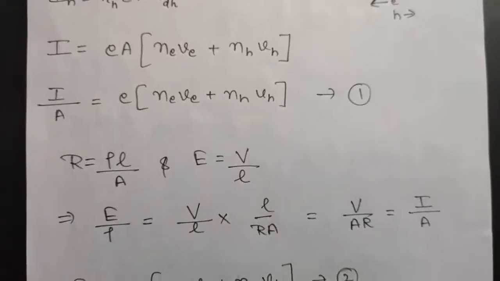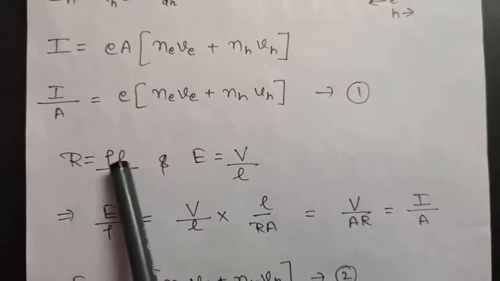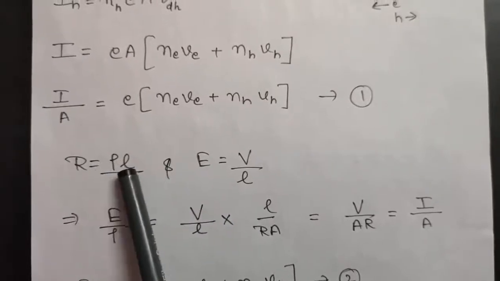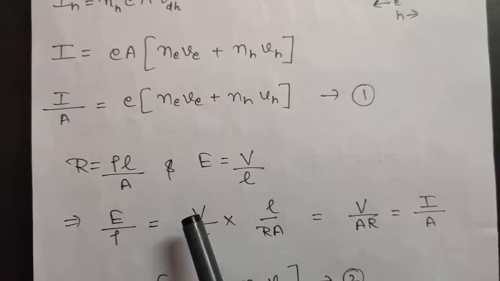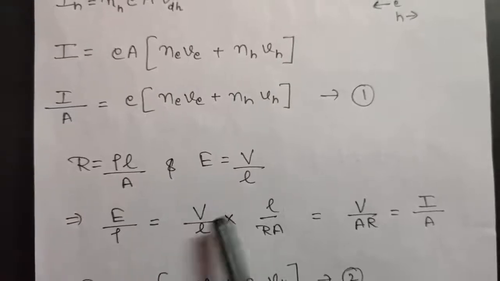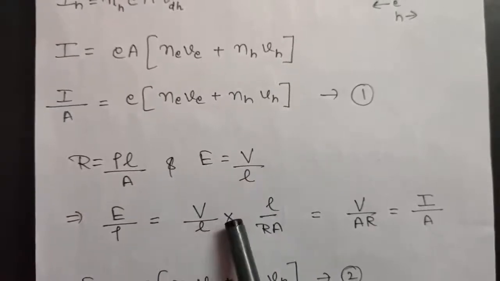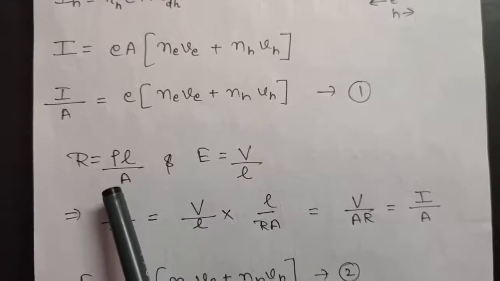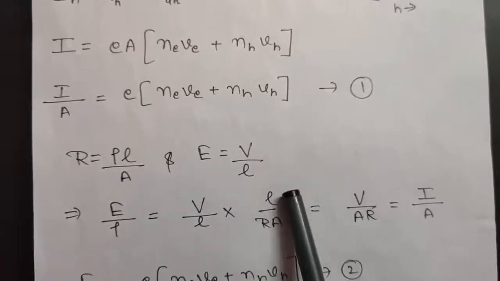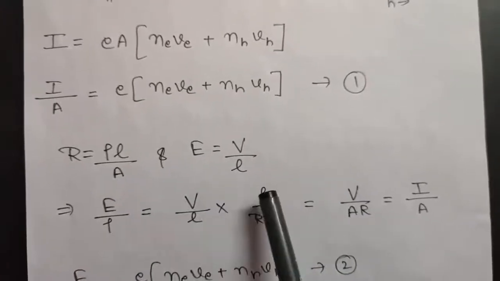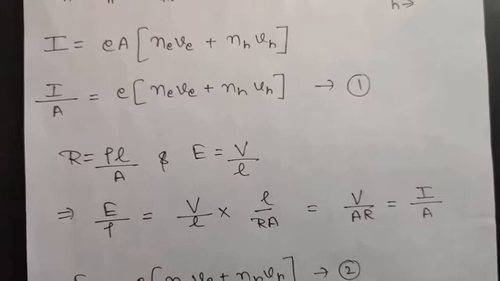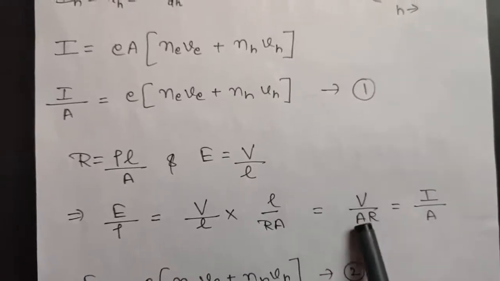Okay, so now for that, what you do, just divide E by rho. Calculate rho from this equation and divide E by rho. So that will be E is V by L, into rho, which will be RA by L. So obviously L will cancel out, and you will be left with V upon AR.